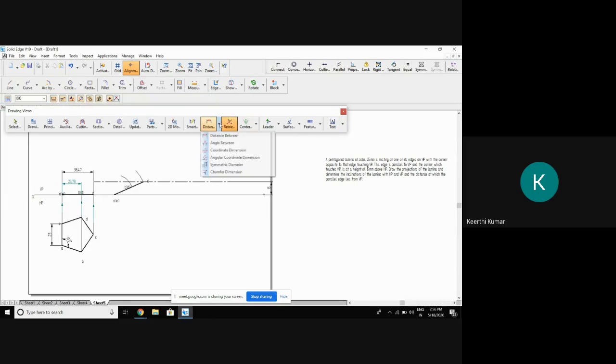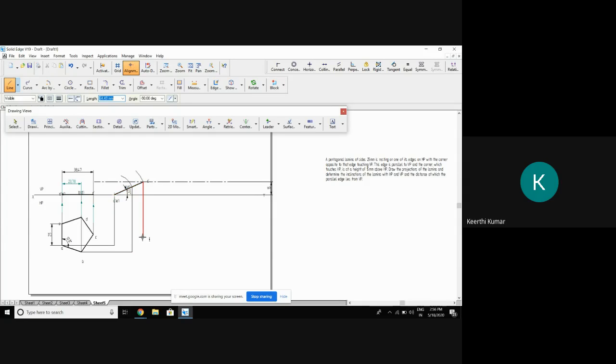So measure the angle. Now take the vertical projection from point A, horizontal, B to B, from C to point C, D. Name this. This will be A, B, C, D, E. Connect. Connect with the thick line.